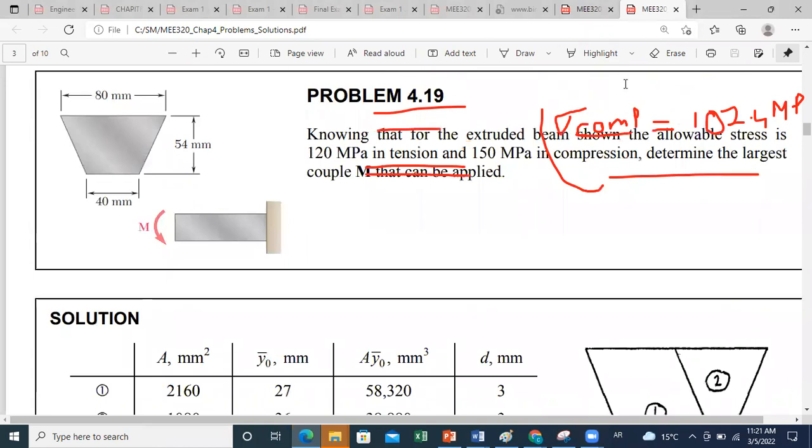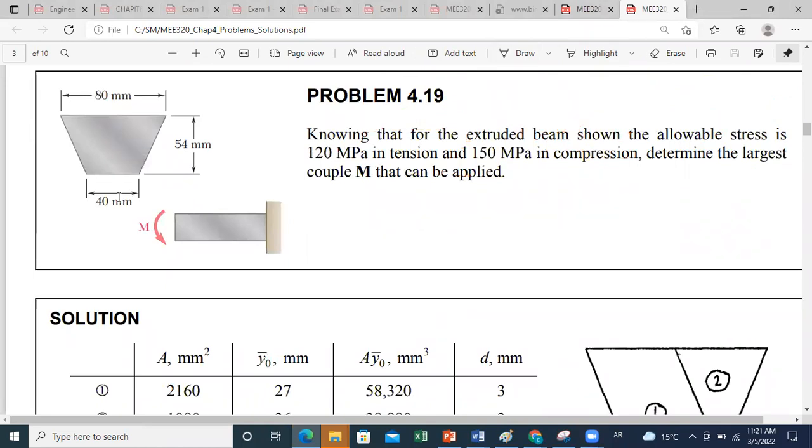So we have here the following section. Knowing that for the extruded beam shown, the allowable stress is 120 megapascal in tension and 150 megapascal in compression. So this is a design problem. They gave us the allowable values in tension and in compression, and they are asking us to determine the largest couple that we can apply.